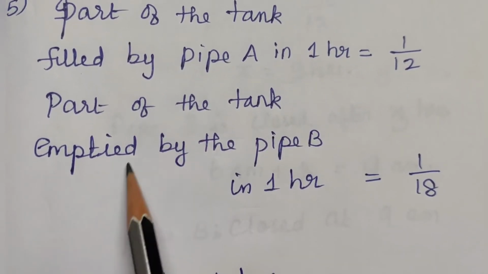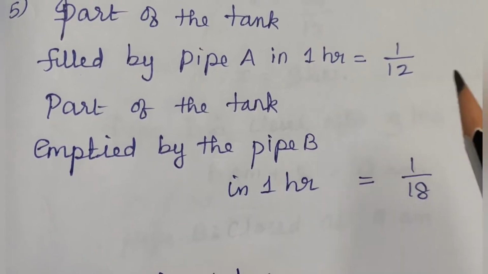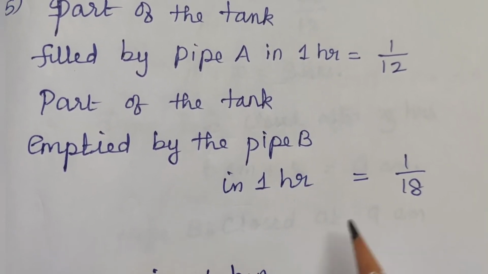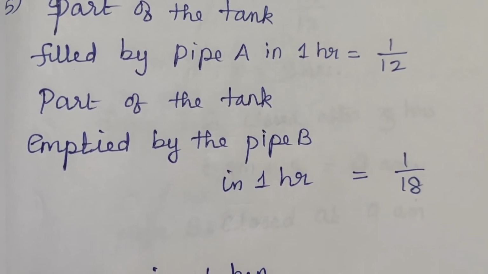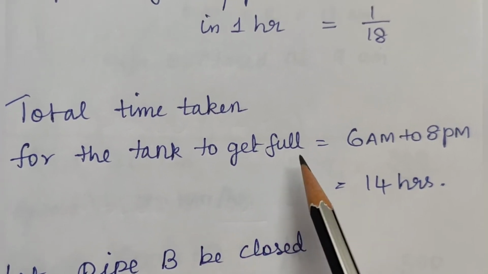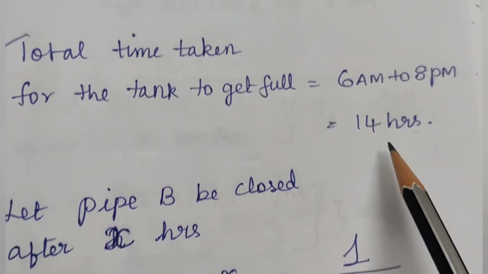Part of the tank emptied by pipe B in 1 hour. Pipe B can empty the tank in 18 hours. So in 1 hour, what part of the tank is emptied by pipe B? 1 by 18 part is emptied. So the total time taken for the tank to get full, 6 a.m. to 8 p.m., is 14 hours.